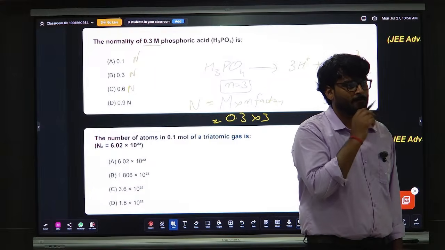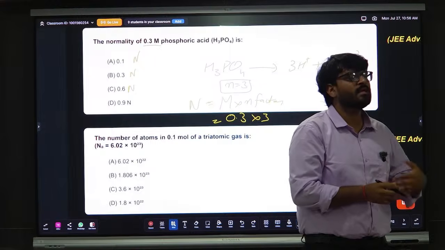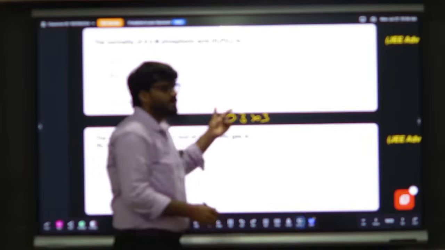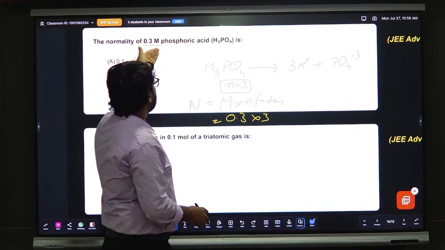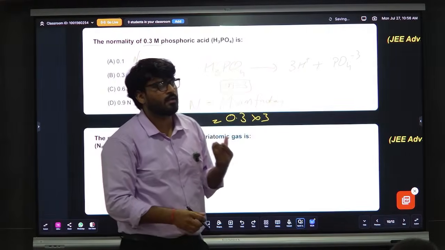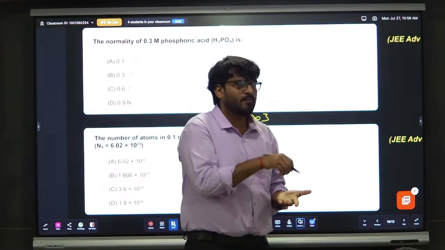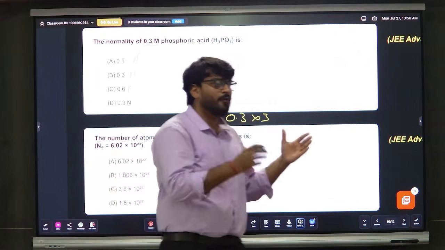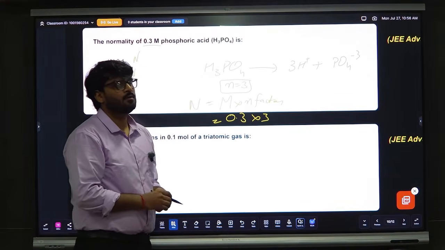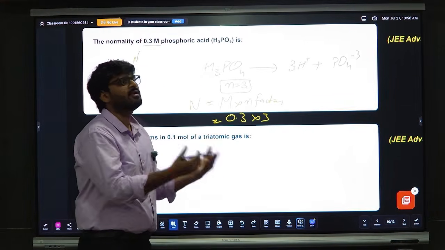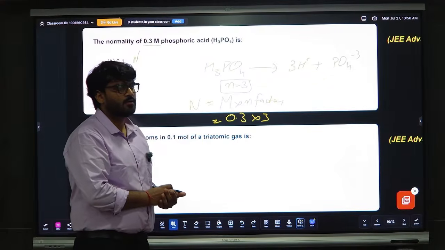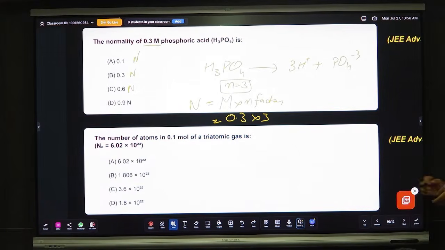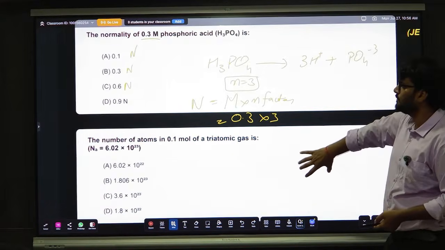So what's the definition of normality? Normality is when you are finding the equivalence of something, molarity into n factor. Let's say I have 0.3 molar phosphoric acid. I should think I have only 0.3 molar. But when you actually measure it, it will be 0.9. Then you will think why it is coming 0.9. Then you will have to consider that it is going to dissociate, and the concentration will increase because of that. You're getting it? So normality is different from molarity. Normality is actual concentration. Okay. Second part.